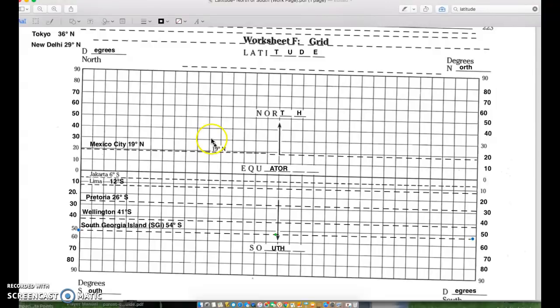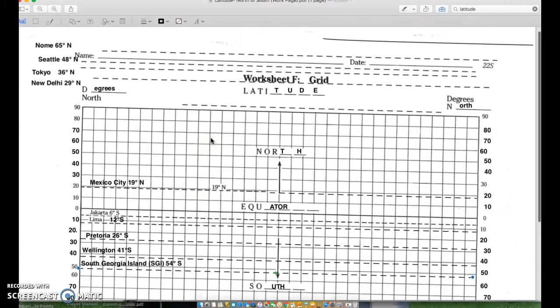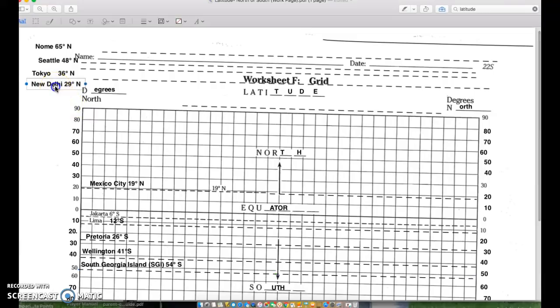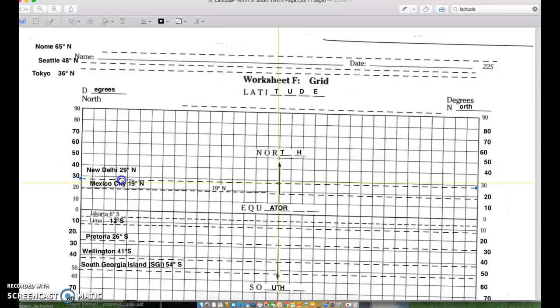Okay. Now we're going to finish up the Northern Hemisphere. Our first city here is New Delhi. It's at 29 degrees north. So I'm going to dot my line in right at 29 degrees. Try to make New Delhi as tight as I can because we have a lot going on here. Actually, I'm going to bring it. Yeah, I'll leave it right here.